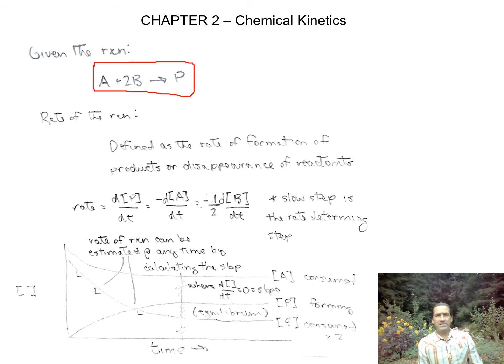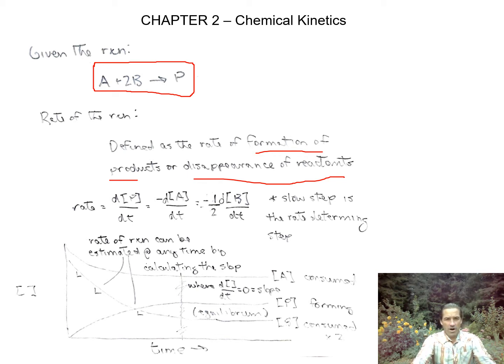So let's take our generic equation and let's talk about rates. And so the rate of reaction is defined as either the formation of the products or disappearance of the reactants. So you can frame the rate either way. If you frame the rate as products, well, it's going to be in terms of the appearance of the products. So products form over time. So I have d, the concentration of P over dt.